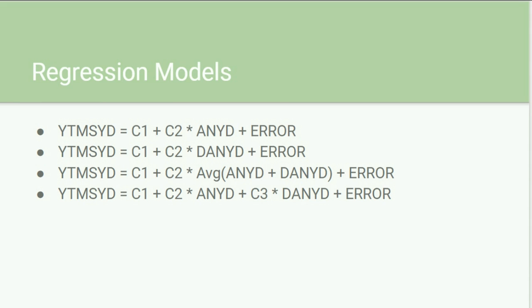These are the 4 basic models that we need to compare and find the best one. The first one only considers the direct neighbor, the second one only considers the diagonal neighbor, the third one considers the average of both direct and diagonal neighbor, and the last one considers both direct and diagonal neighbor as standalone variables.